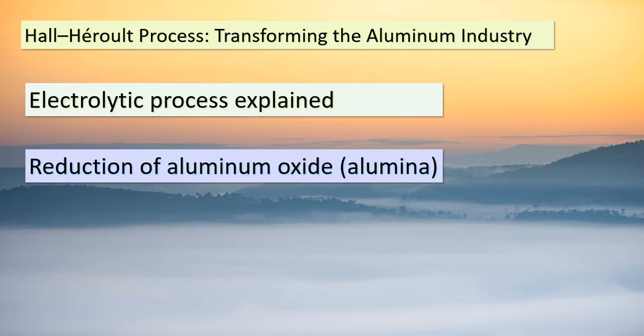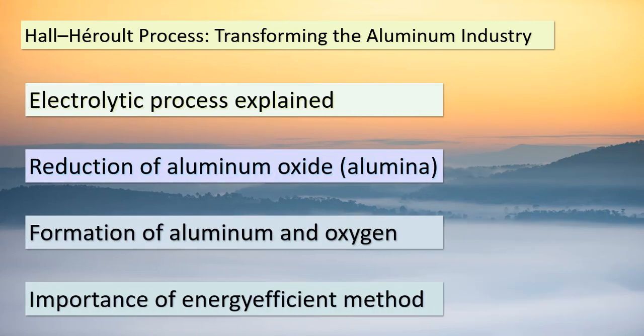Now, let's delve into the heart of the matter, the Hall-Héroult process itself. This ingenious technique involves using electricity to extract aluminum from its primary source, alumina. Through electrolysis, aluminum oxide, alumina, is broken down into its components, aluminum and oxygen. The beauty of this process lies not only in its efficiency but also in its contribution to energy conservation. The Hall-Héroult process marked a turning point in the aluminum industry by providing an energy-efficient method to produce this valuable metal. As we wrap up our exploration, remember the remarkable journey of innovation and collaboration that led to the transformation of aluminum production.